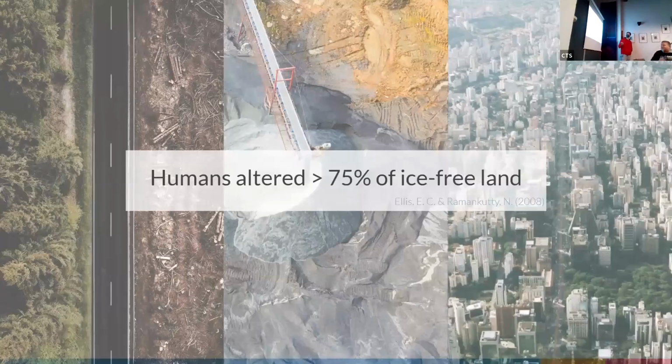Okay, I like to start my presentation with big numbers. This is a study from 2008 where they estimated that humans have altered more than three quarters of all ice-free land, which to me is a pretty staggering number. And if you want to look into what we as humans have changed, then it's a pretty good idea to find out what the current state of the world is.